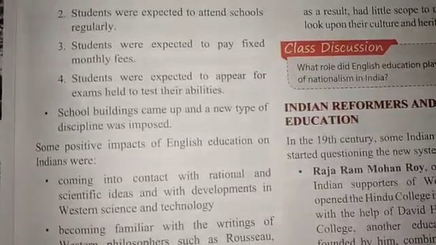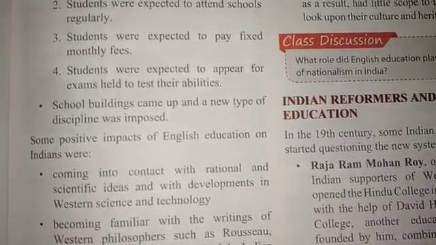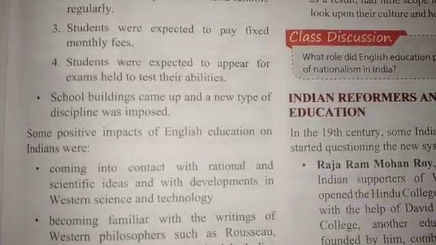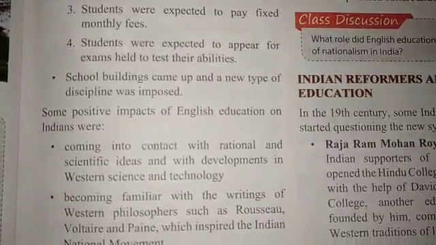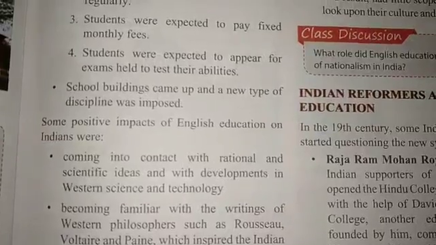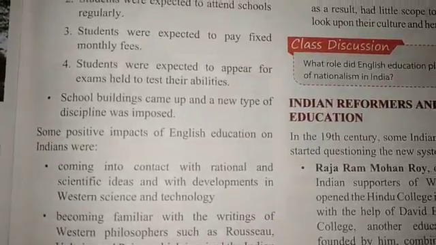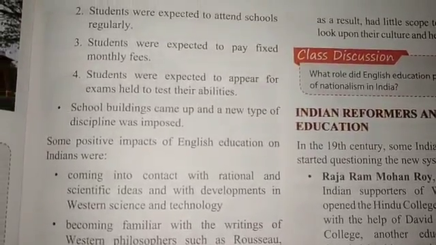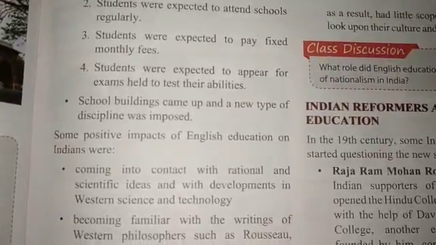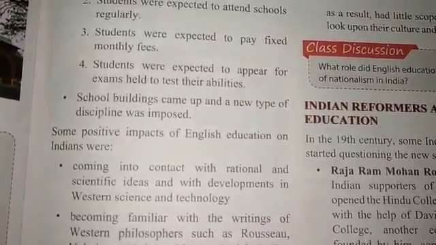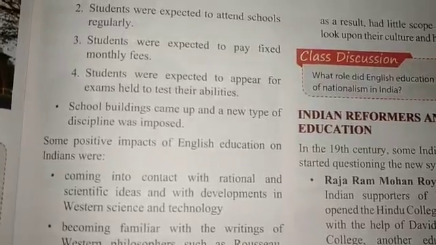Next, students were expected to pay fixed monthly fees. In the previous education system, no fees were charged. It was community based. But in the new education system, every student was expected to pay a fixed amount of fees monthly, like you pay today.